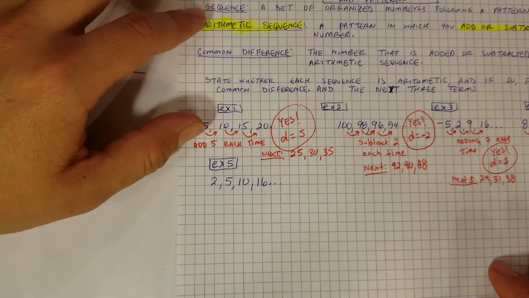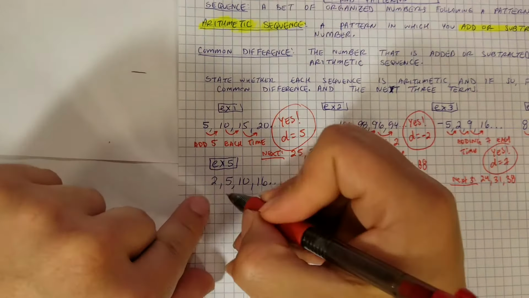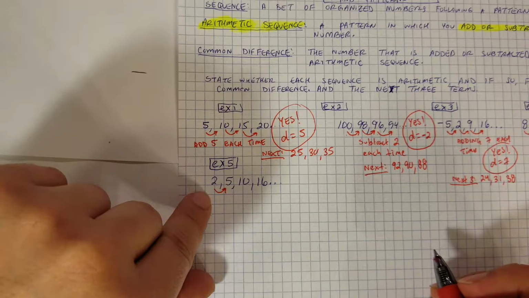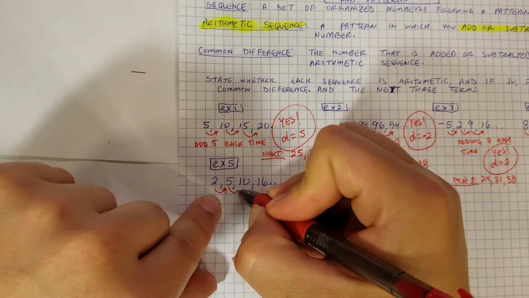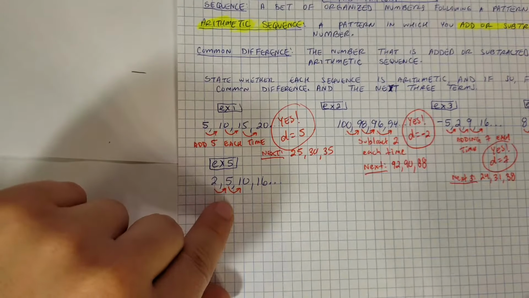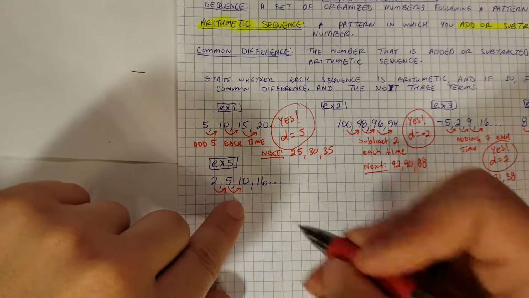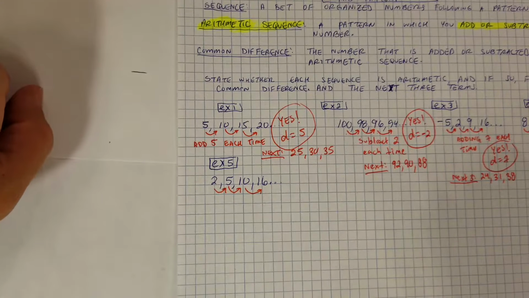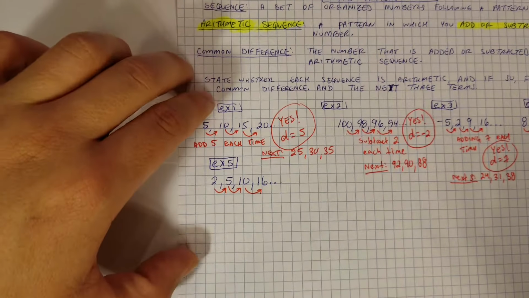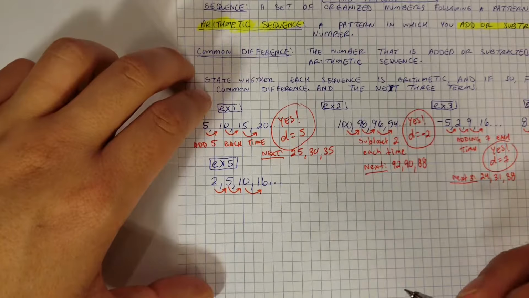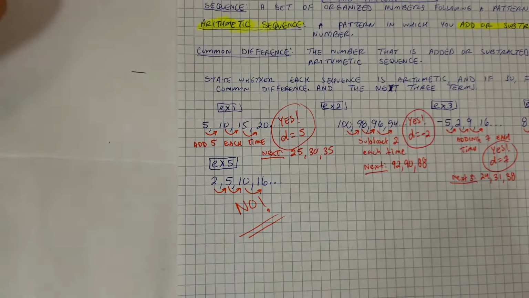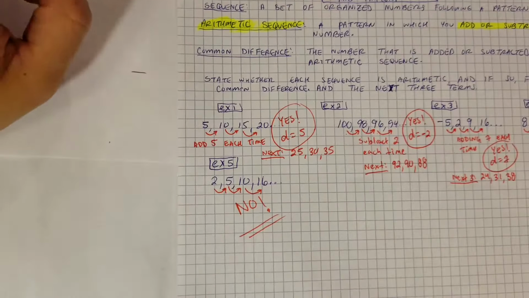And the last one, example number 5. So from 2 to get to 5, it looks like we're adding 3. And then 5 plus 3 is 8, not 10. 10 plus 3 is 16. So what the heck, man? We have to add the same thing over and over again or subtract the same thing over and over again to be arithmetic. So this is not arithmetic. It has to be subtracting or adding the same thing.